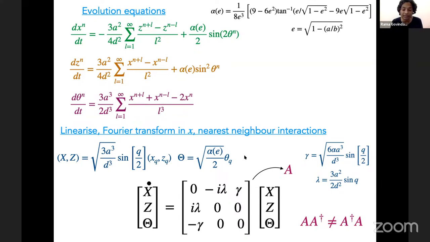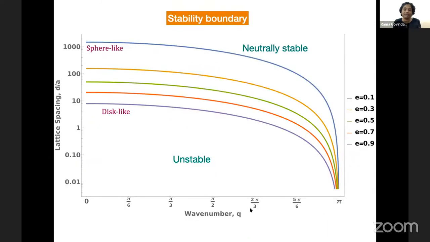But this solution itself will give us an idea about the stability. And remember that a sphere was never stable. It was always unstable. But already we see that there is a boundary: this side is unstable and that side is neutrally stable. So we never have a decaying perturbation, but we have waves. So we have wave-like solutions in the neutrally stable regime.